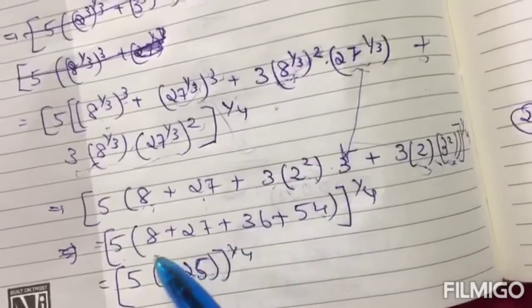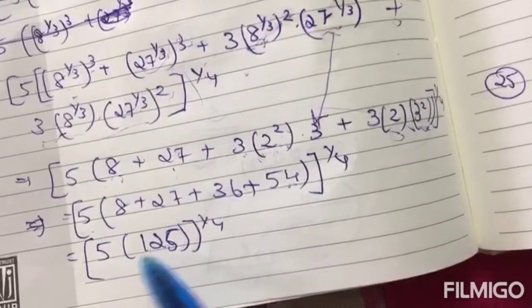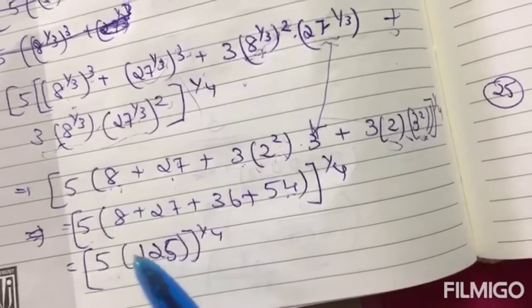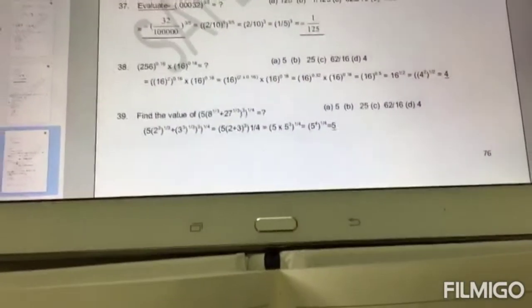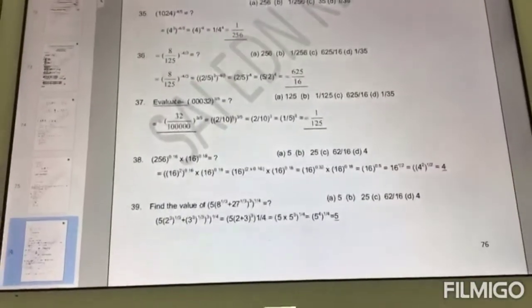When you expand it, you will get this term. Then finally you will get 5 into 125, the whole thing raised to 1 by 4, which is nothing but 5. And that is the answer here. I hope you have found this useful.